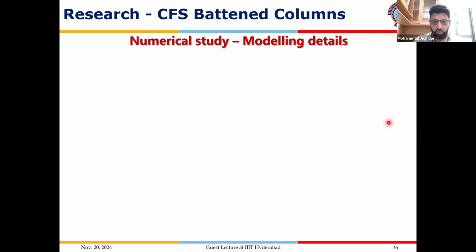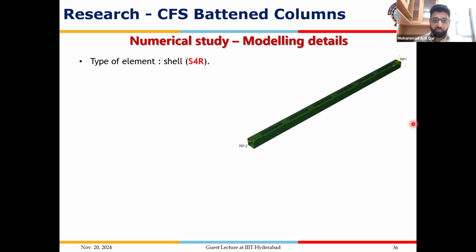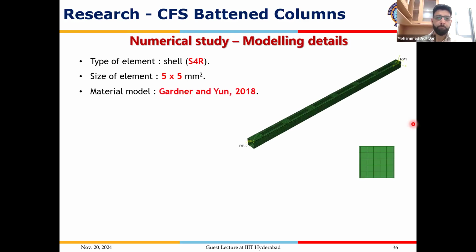Now, moving on to the numerical component, we extended the experimental study on a numerical platform to carry out an extensive parametric study over a wide range of parameters. For simulating, we used S4R shell elements, both for batten plates as well as channel sections. Through a convergence study, we adopted a 5x5 square shell element.